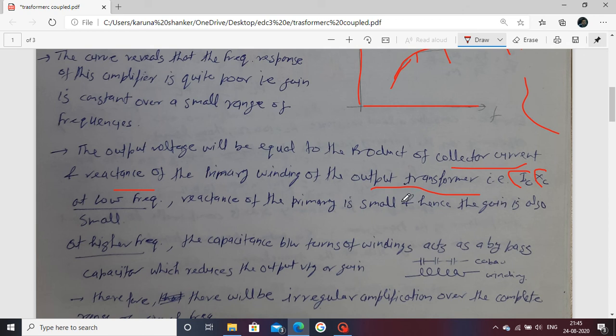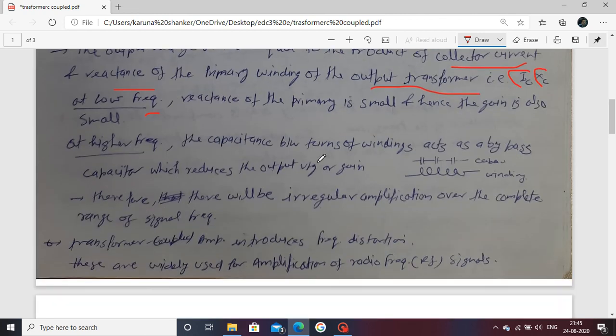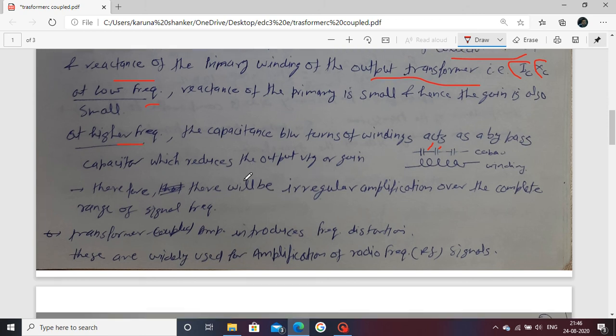X is equal to 1 by omega C, and hence gain is also low at low frequency. Similarly, at higher frequency, the capacitance between the windings acts as a bypass capacitor. At high frequency, between the windings, there is a capacitor formation. It acts like a bypass capacitor, thus also reducing the voltage gain at high frequency.